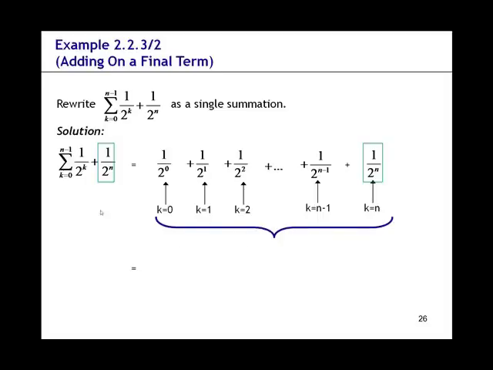Again, it's not very difficult because most of the things can be found in the original sigma notation here. Our initial value is still 0 from here. Our formula is exactly the same, 1 over 2 to the power k. Right now it's just that we need to include the final term, so our upper limit, instead of n minus 1, now becomes n. That's it.